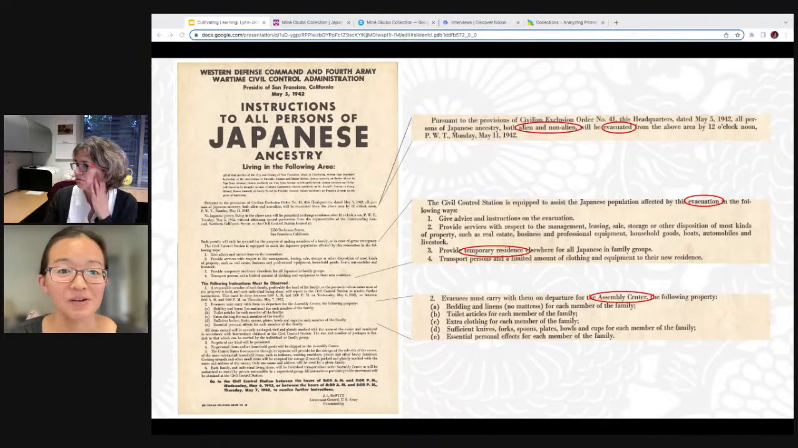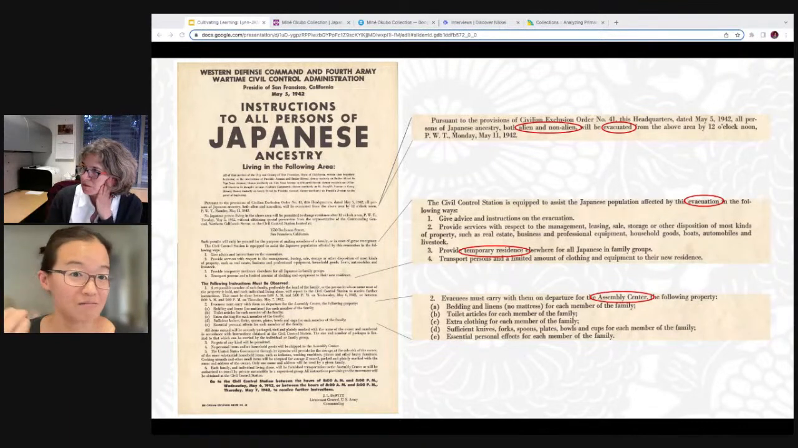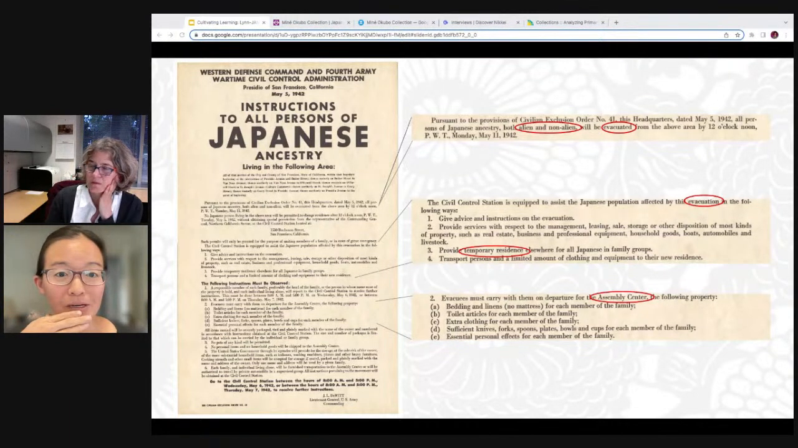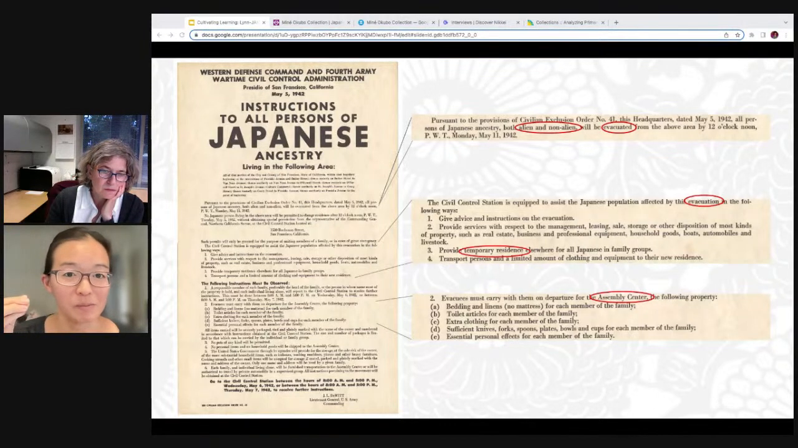And so, I think these are all really great things that are being brought up here in terms of the use of language on the part of the government to either downplay or else soften the experience of this forced removal.